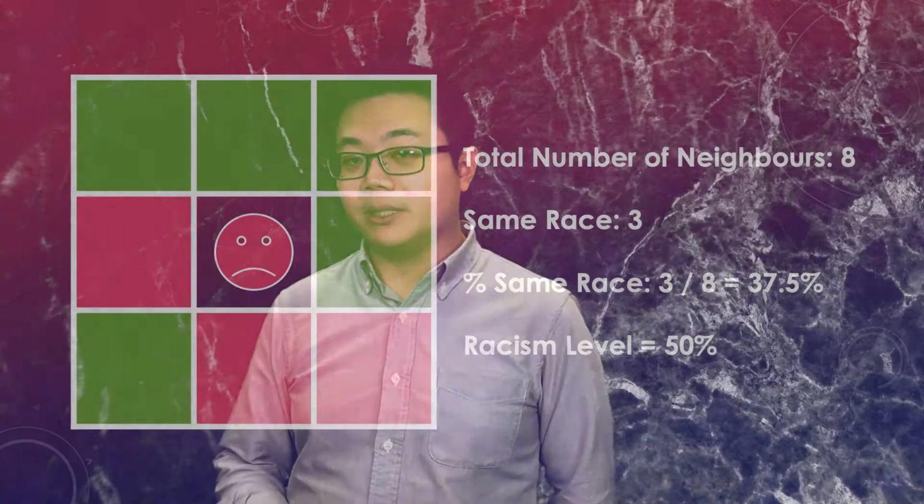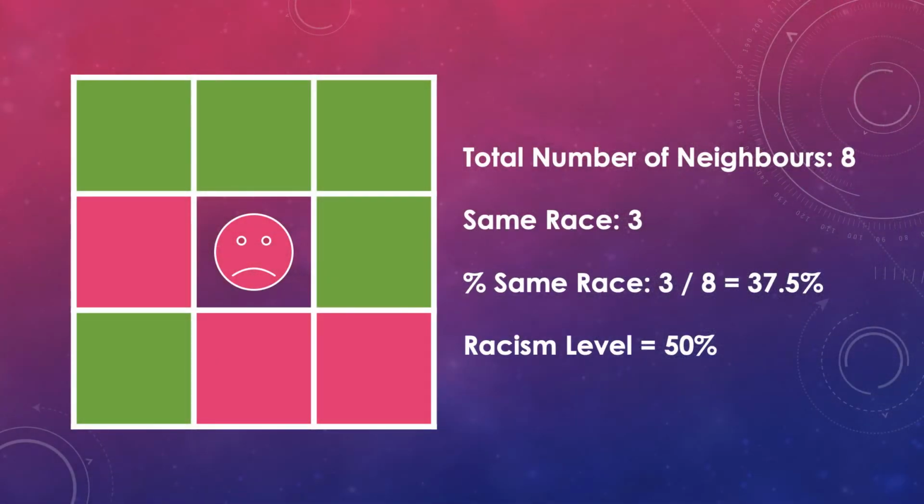What if one of your fellow pink persons moves out and is replaced by a green person? Oh, now the percentage of people with the same race as you is 37.5%. Now that is much lower than your racism level. Now you'll be very miserable. You don't want to stay here anymore. Oh, the world is turning green. What am I to do? You'll leave for pinker pastures.